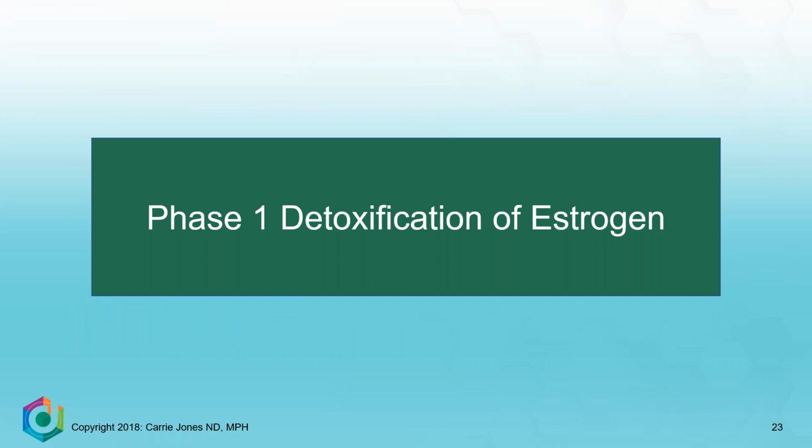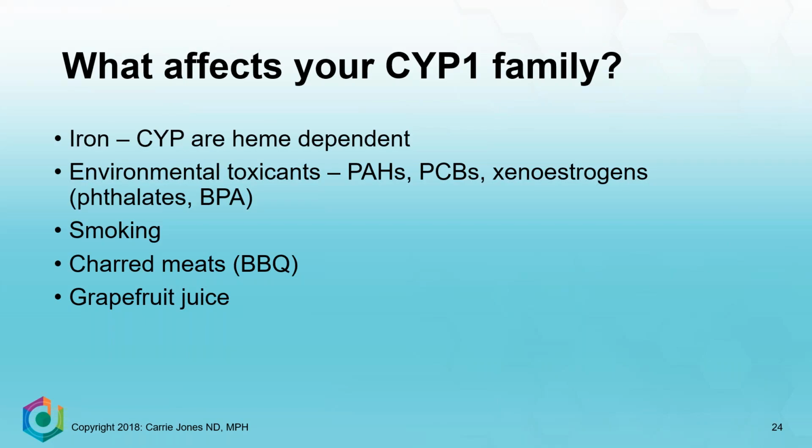So let's start with phase 1, of course. These are your cytochromes, the 1 family, 1A1, 1A2. And of course, they're affected by iron. CYPs are heme dependent. And how many of your patients have iron issues? Either iron overload or they're iron anemic, or iron insufficient. So many of your patients. So if they already have iron issues, they're probably going to, in part, have some detoxification issues.